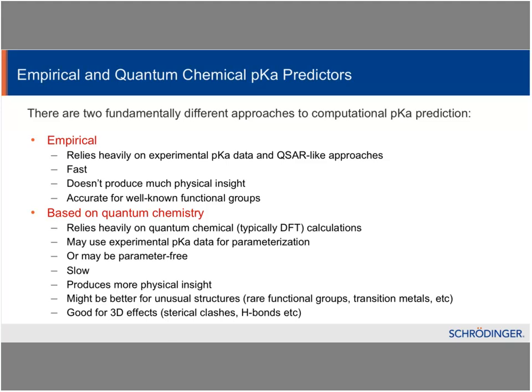It might be better for unusual structures, as I mentioned. It covers all kinds of groups usually, including rare functional groups, transition metals, etc. And it's good for 3D effects, such as steric clashes, hydrogen bonds, etc.